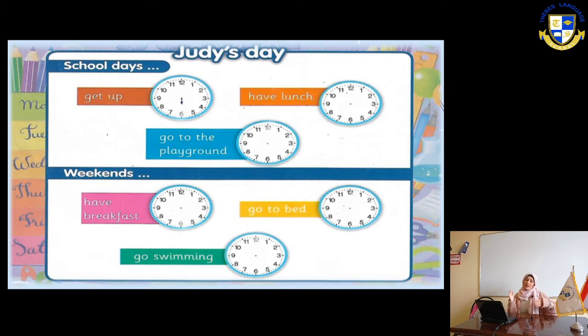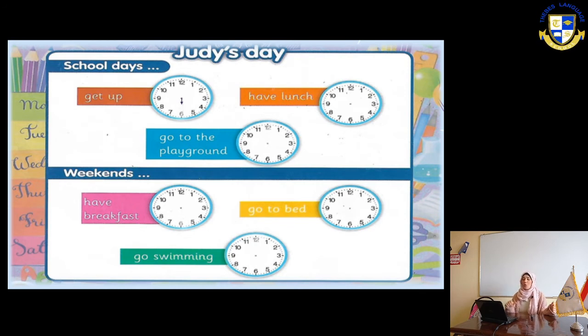Then I go to the playground. When does she go to the playground? It's at 4 o'clock. So short arm at number 4, long arm at number 12. To be 4 and the word o'clock means long arm at 12. Then we have at the weekends. Of course, at the weekends she's not going to get up early. So she has her breakfast at what? It's 8:30.